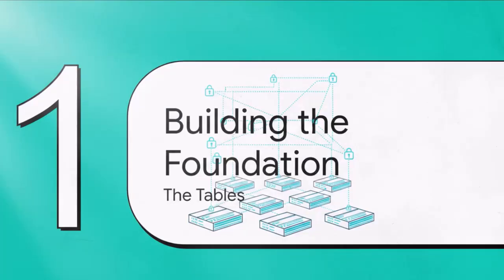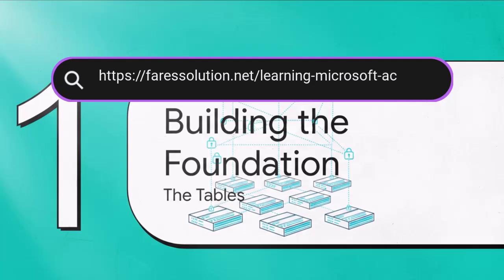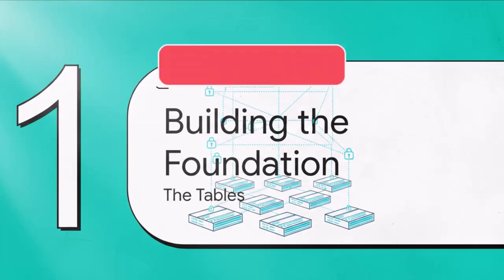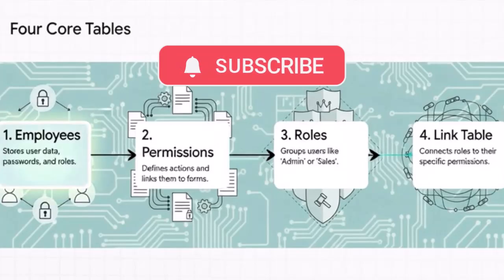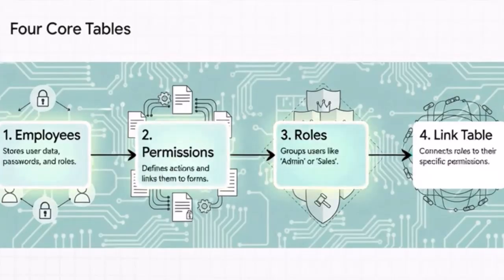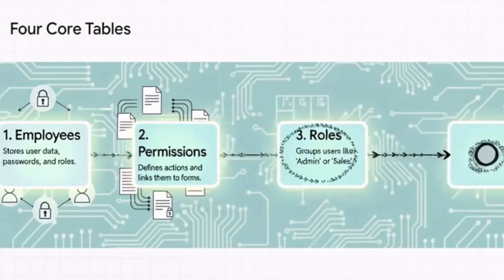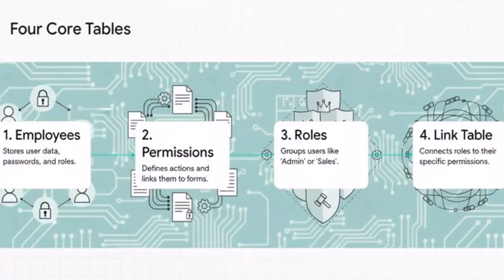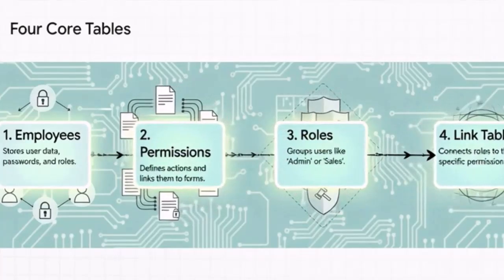All right, before we build anything flashy, we've got to lay a solid foundation. And in the world of databases, that foundation is always the tables. Let's dig into the data structure that makes this whole system tick. It all boils down to 4 key tables. We've got an employees table for our users, a permissions table to list what they can do, a roles table to group them together, and then, the really important one, a link table that connects those roles to their specific permissions. This setup is what gives the system all its flexibility and power.